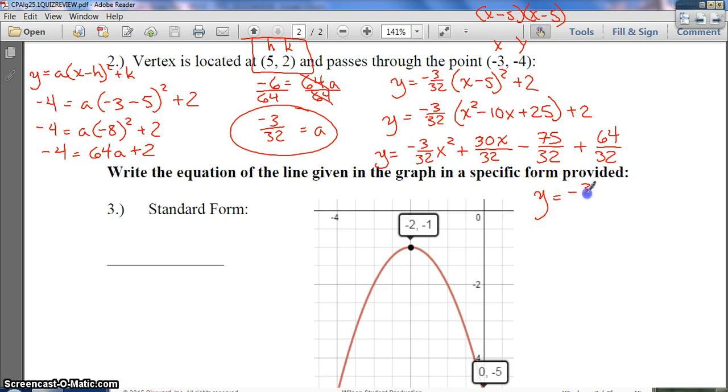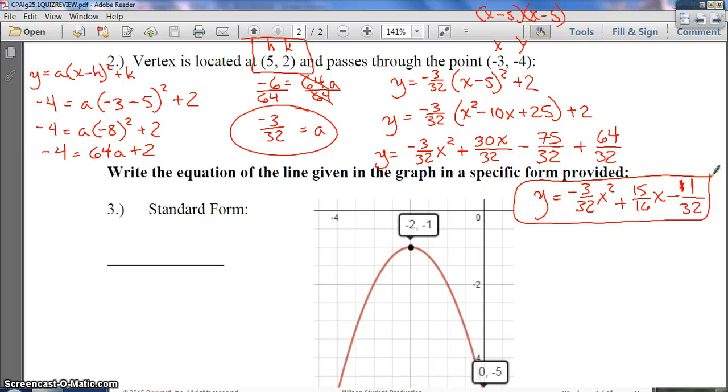Y equals negative 3 over 32 x squared plus, I'm reducing this, it'll be 15 over 16 x. And then negative 75 plus 64 has a difference of 11 over 32. And that would be it. So, I know you guys probably don't like fractions, but there they are. Okay? So, moving to 3.